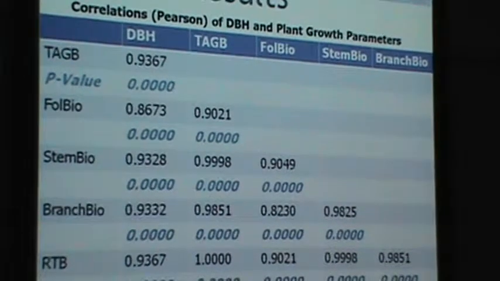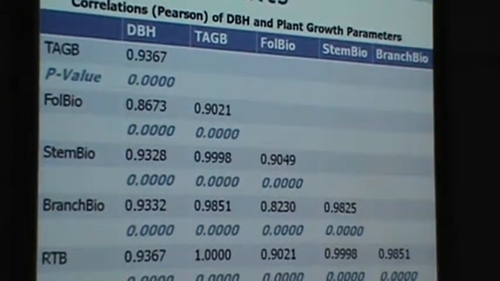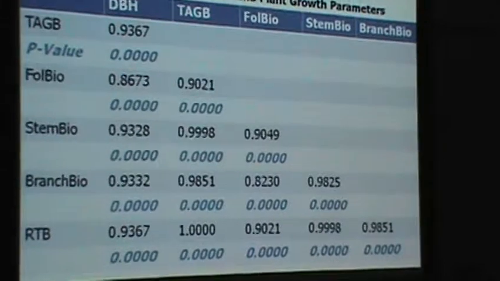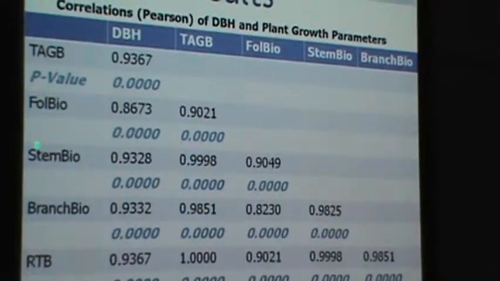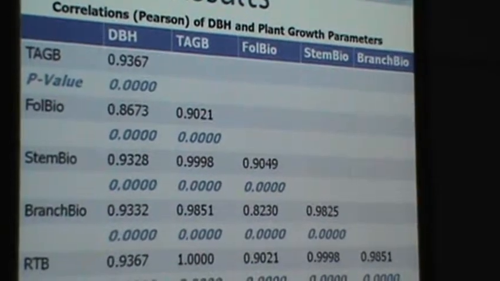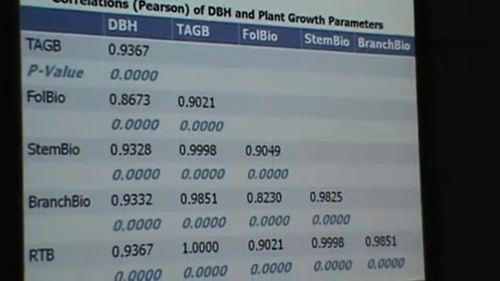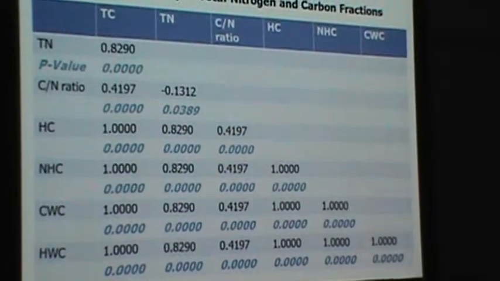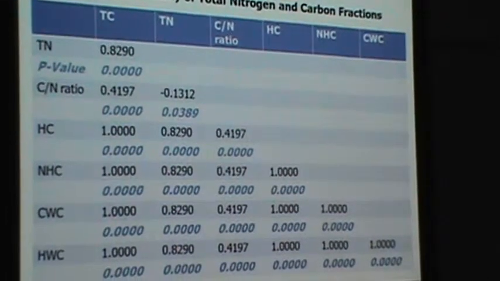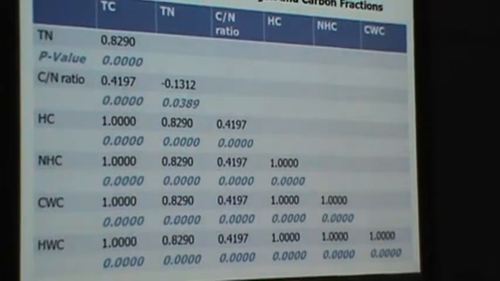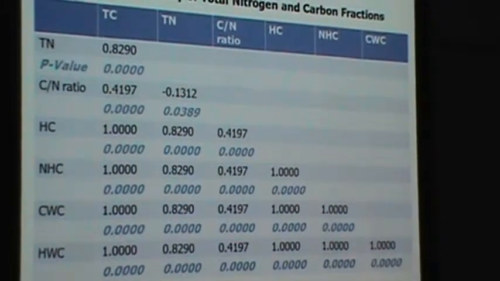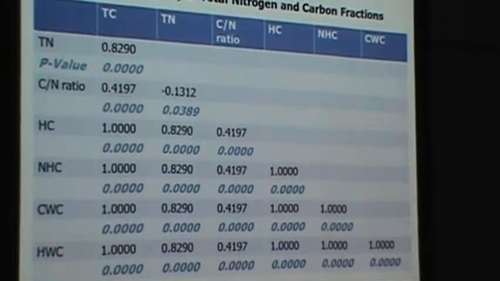This is a correlation of diameter at breast height and plant growth parameters, where you see the diameter at breast height was significantly correlated with all the plant biomass, the plant growth parameters. For the correlation of total nitrogen and carbon fractions, you see that total carbon and total nitrogen and its fractions were all significantly correlated amongst each other.